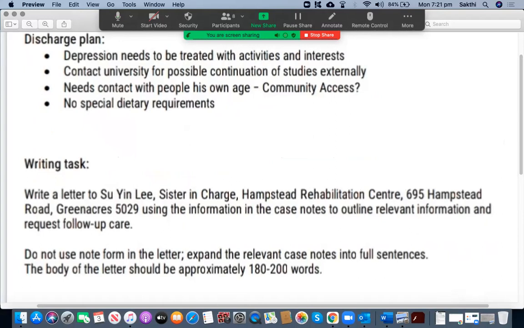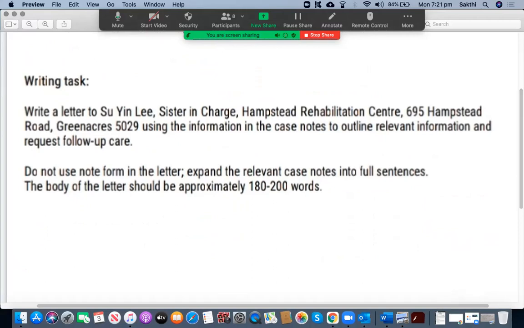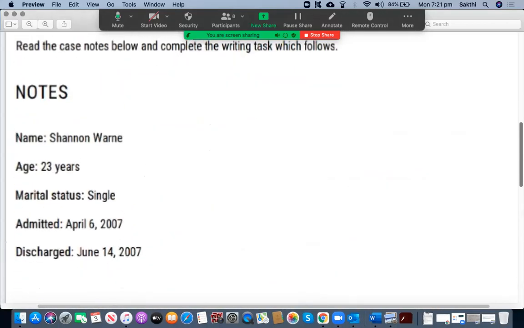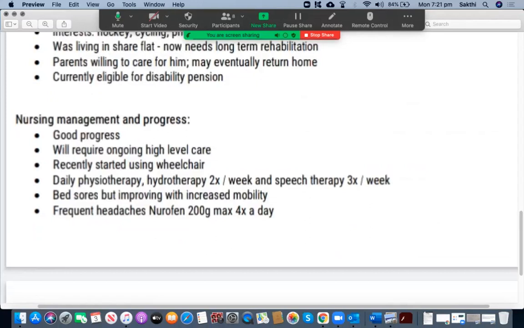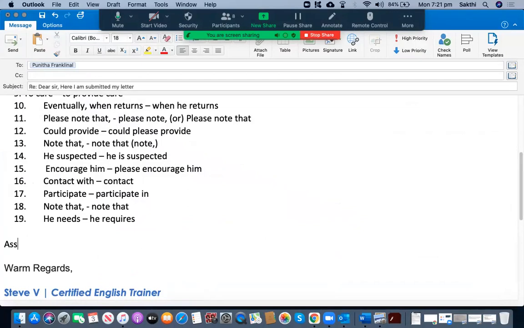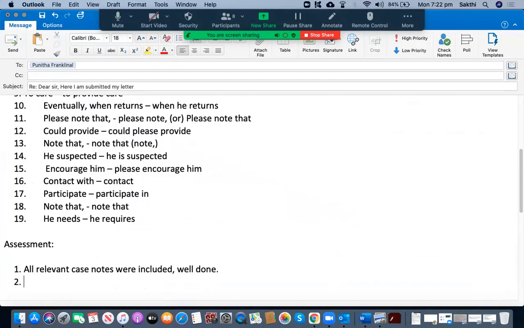Needs arrange contact with employee. That's okay. That's no special directly recognized. That's not that good. That's okay. Rehabilitation center. Yeah, you have provided everything, because this addressee doesn't know anything about this patient. It's the first time he's going there, isn't it? Yes. That's good. So I'm happy that you have included all the relevant case notes. That's all done. So the assessment is that all relevant case notes were included. Well done. You have done a good job.